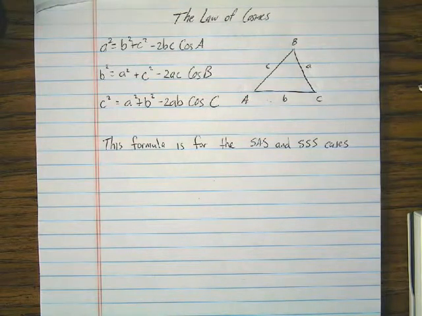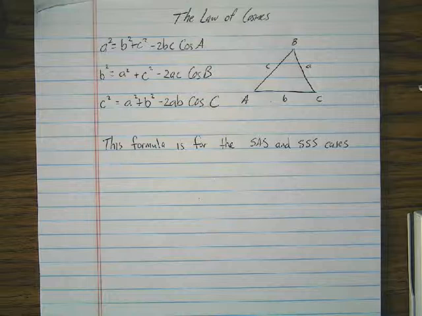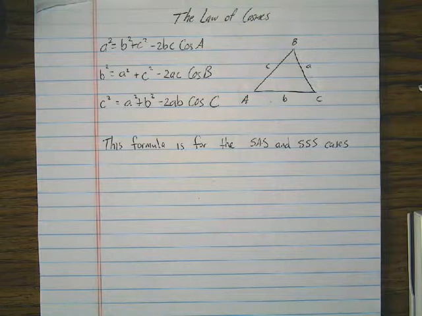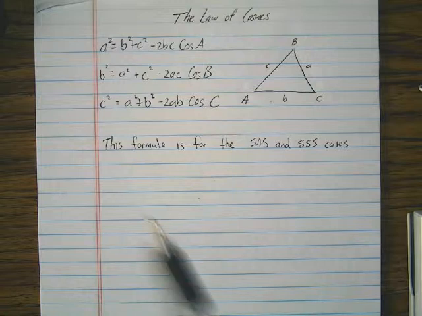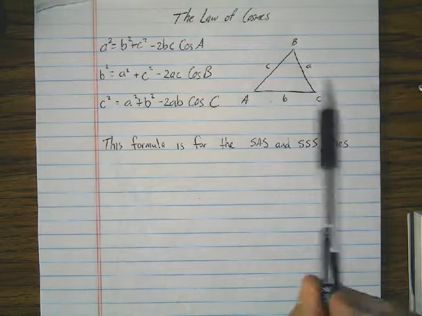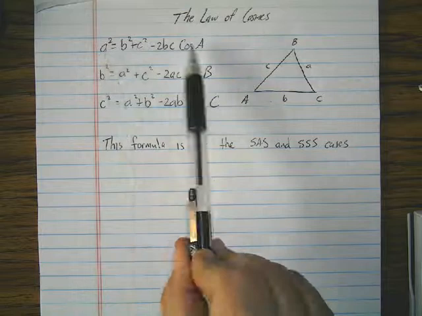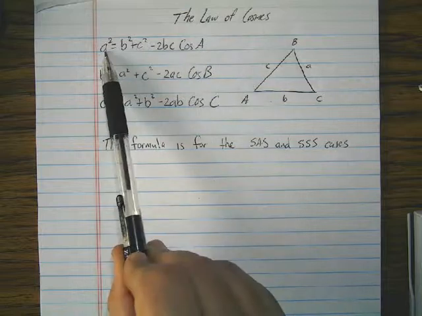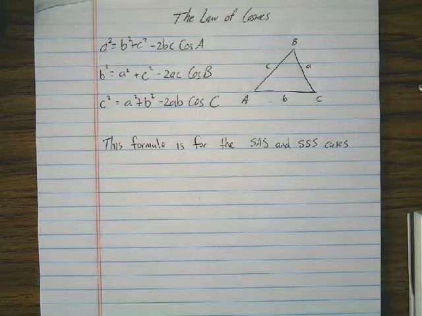Today we're going to work on the law of cosines. The law of cosines is set up here. As you can see, there are three different formulas for it, but really it's all the same thing. It's always going to be an angle and its opposite side that you're looking at. So we have a squared equals b squared plus c squared minus 2bc cosine A.